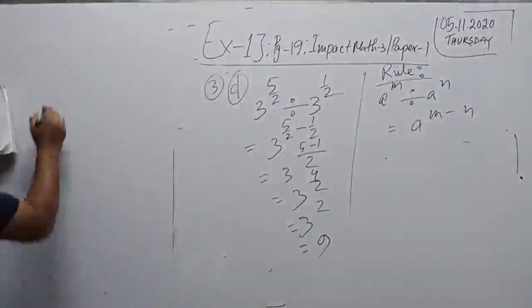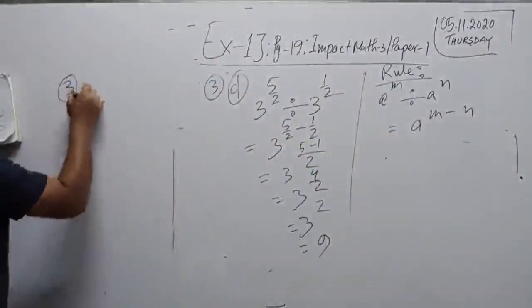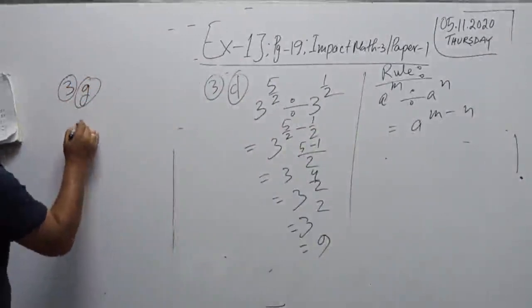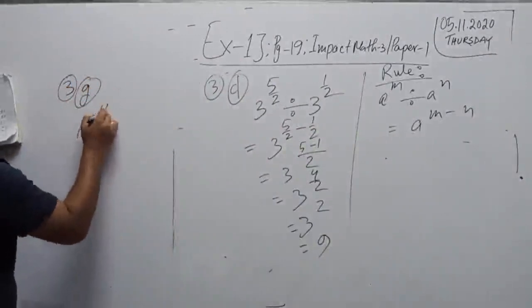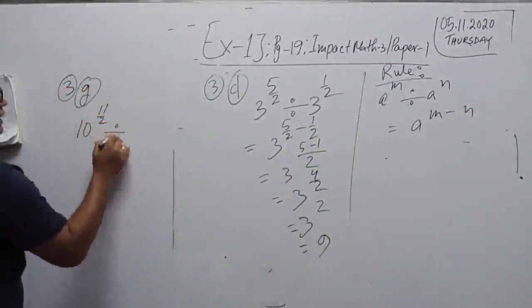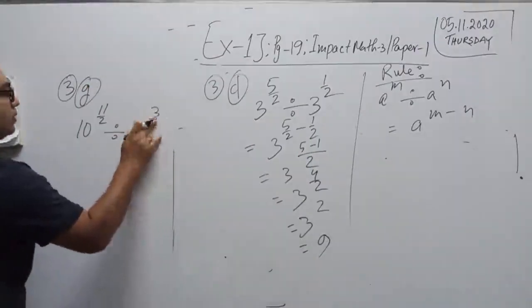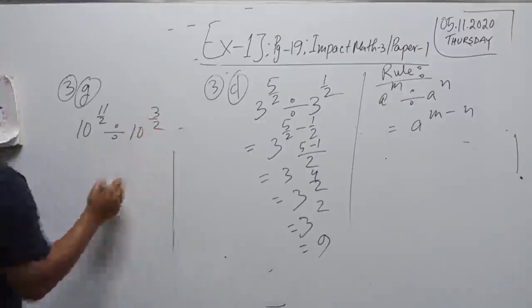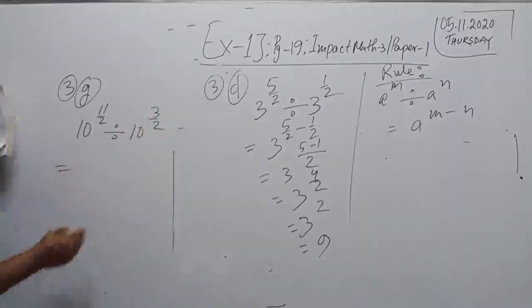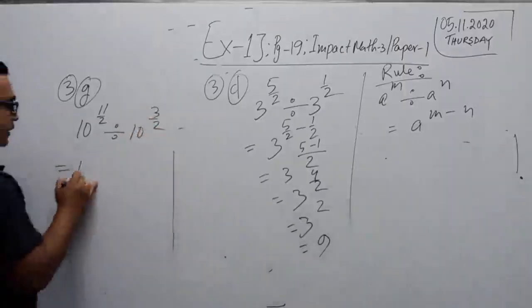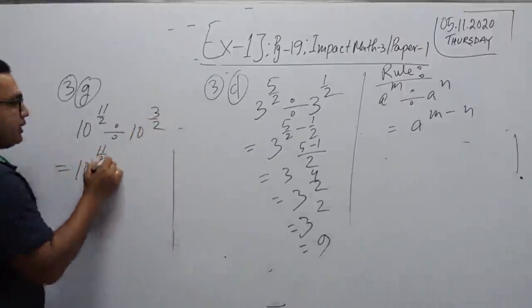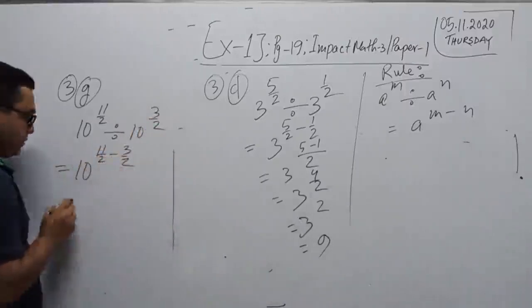Next one, 3E. 10 to the power of 11 by 2 divided by 10 to the power of 3 by 2. Now 10 to the power of 11 by 2 minus 3 by 2.